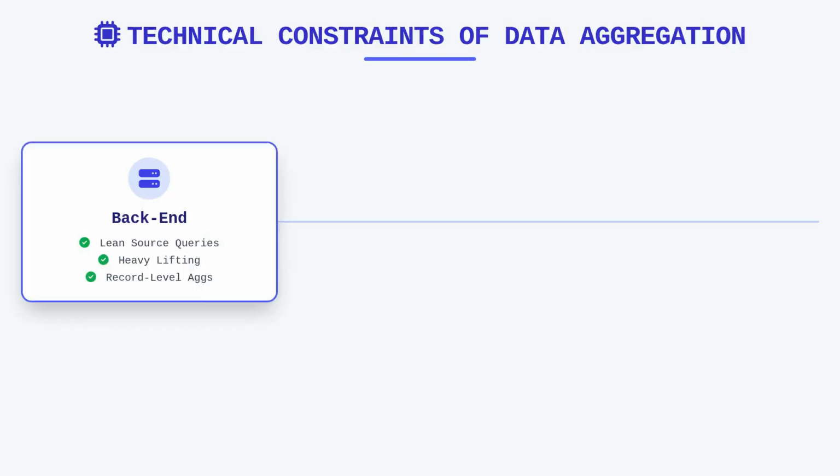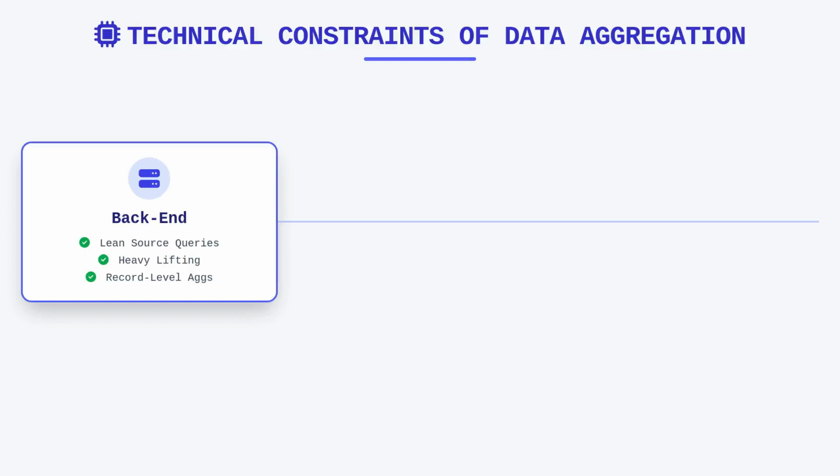Finally, we must consider the technical constraints of data aggregation when building these interfaces. SAIL interfaces are evaluated on the server, and performing overly complex manipulations inside the interface definition itself can lead to latency and poor user experience.